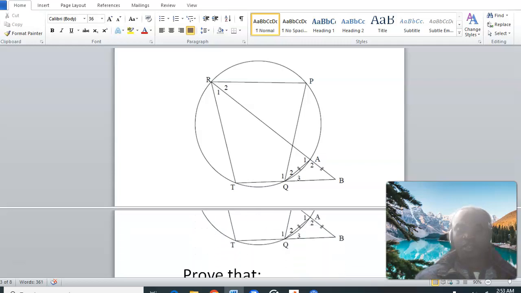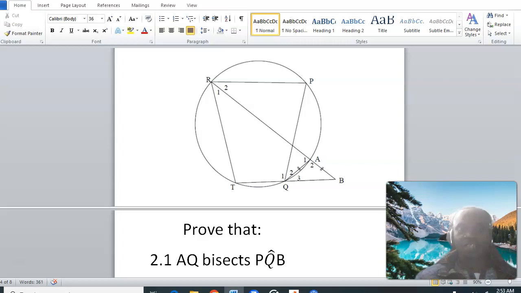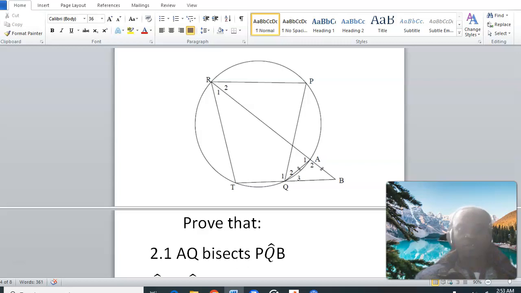Okay, now we are getting to the question. Prove that AQ bisects PQB. To prove that, you must show that. Okay, let me get back. So the line RA is extended to B, TQ is also extended to B. The question says prove that AQ bisects PQB.